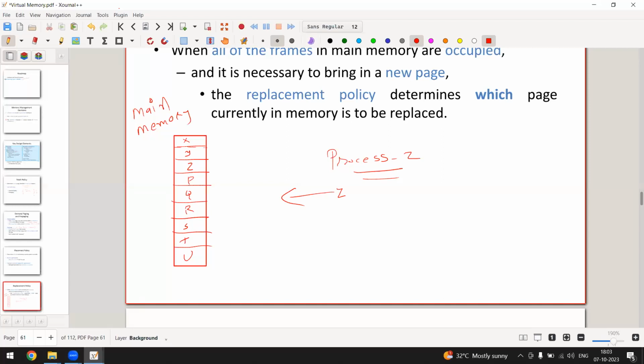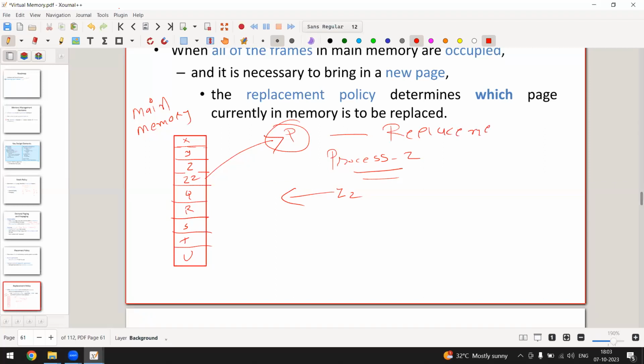So what do you have to do? You have to swap out one page. Let's call it Z2 because Z is already there. So you swap out some page. Let's say you swap out P. So P will go out, and Z2 will come in here. So this going of P out is called page replacement.